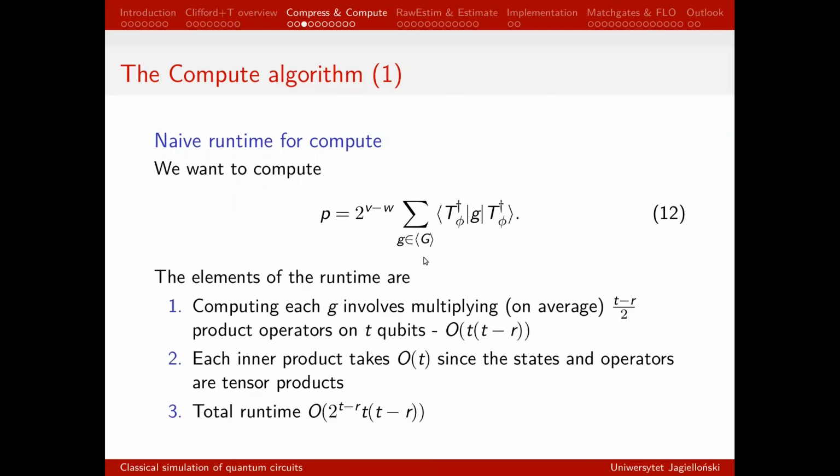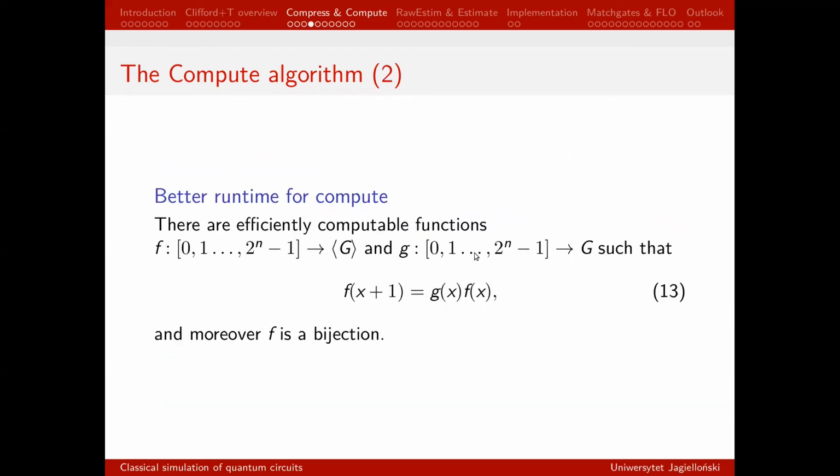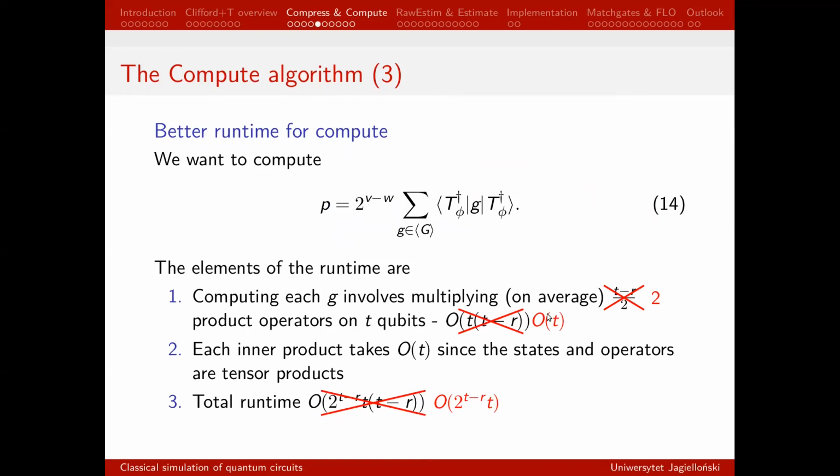Okay, so a naive runtime for compute just computes all the terms in this sum separately, and it's not very interesting. This is, I think, the best we had in about January last year. It turns out there's a much smarter way to do this, which is to compute the terms in the sum in a particular order. The order is basically so that you multiply one generator at a time to get you to the next term in the sum. There's a particular ordering of the generators, which you can compute efficiently, which tells you how to do this. This makes the total runtime of compute order 2 to the t minus r times t. So once again, it's still pretty fast when r is very large.